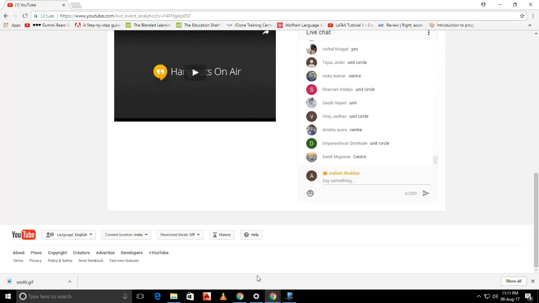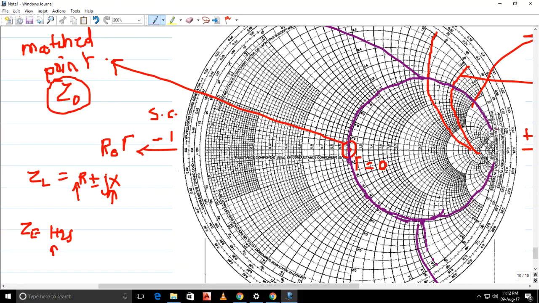If you want to reach the center, there is only one circle possible that will take you to the center, and that circle is the unit circle. So you have to reach 1, that is the center of the Smith chart, and only one circle passes through that center, which is the unit circle. So wherever you are on the Smith chart, first you have to reach the unit circle and then come to the center.